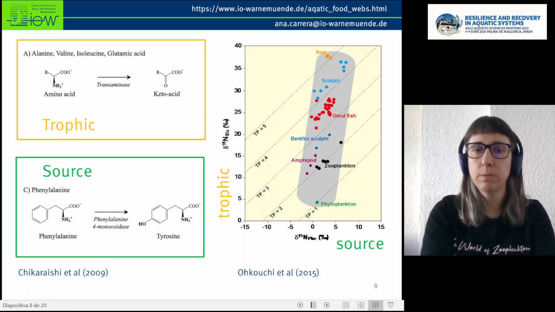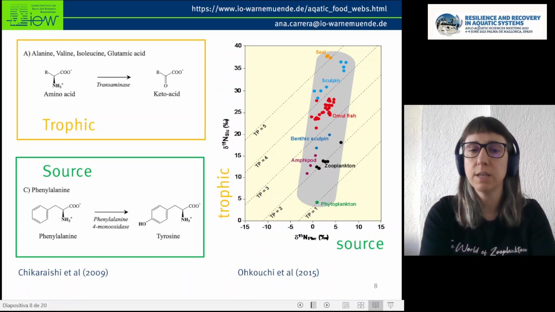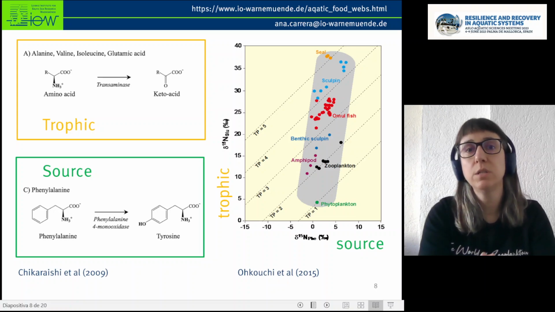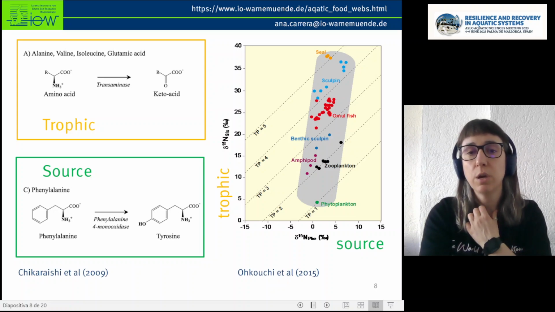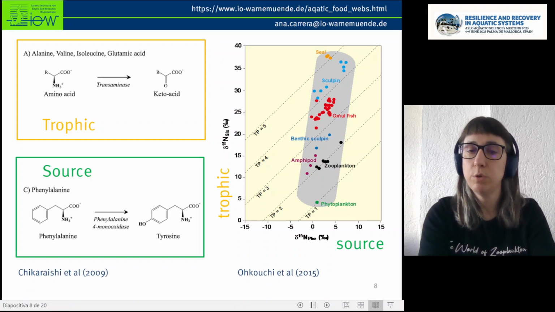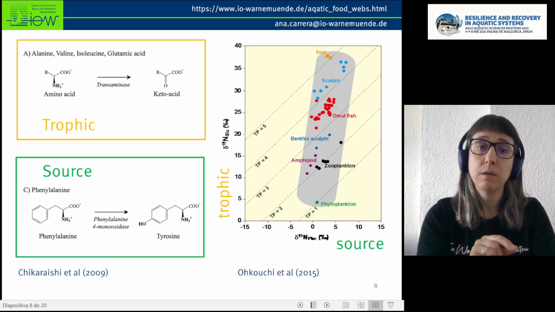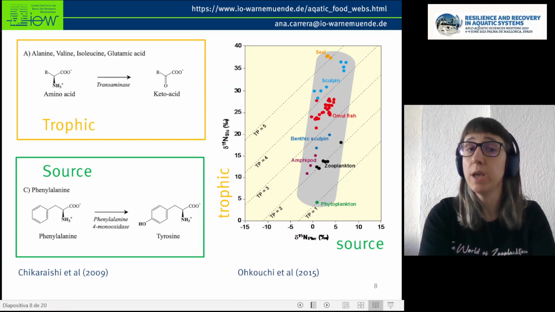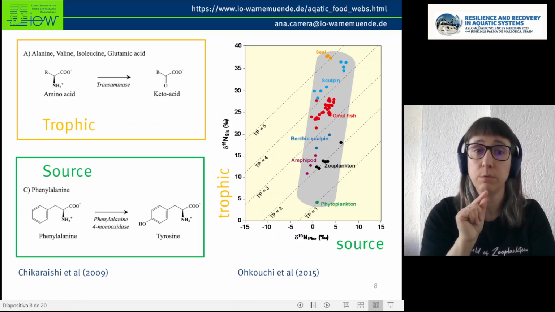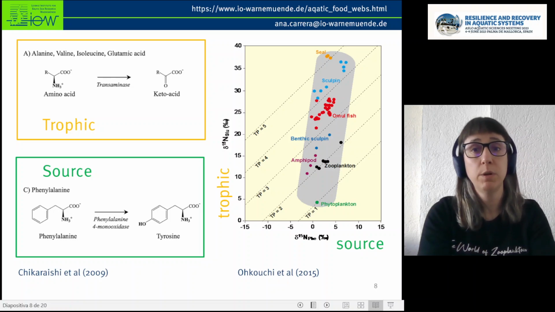And when you plot them like this, with phenylalanine on the x-axis and glutamic acid on the y-axis, we can define these dashed lines, which are trophic lines, and they represent the same trophic level. So here we have TP1 for primary producers, TP2 for herbivores, TP3 for carnivores, and we keep going up the food web. And intermediate states such as mixotrophy and omnivory will be intermediate levels like TP1.5 and TP2.5. And we can calculate that using the nitrogen isotopic composition of these two amino acids.